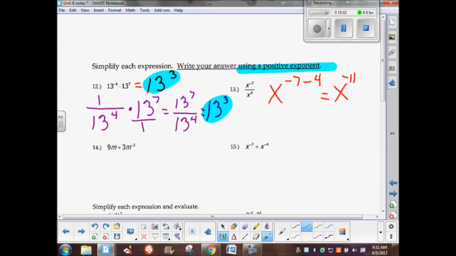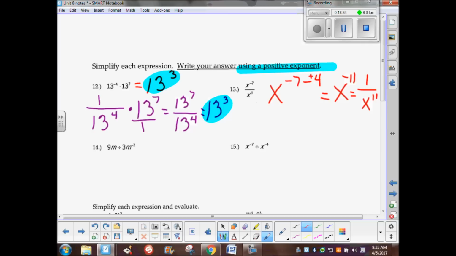Now, Bart gave the final answer with a positive exponent. So we took what we learned today and said, okay, this is 1 over x to the +11. That would be the final answer. When you break that down, this is from the -7 plus the -4, with that minus a +4? Yeah, we can do that.